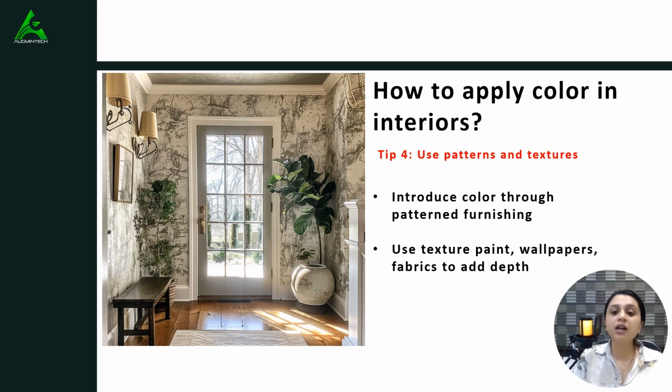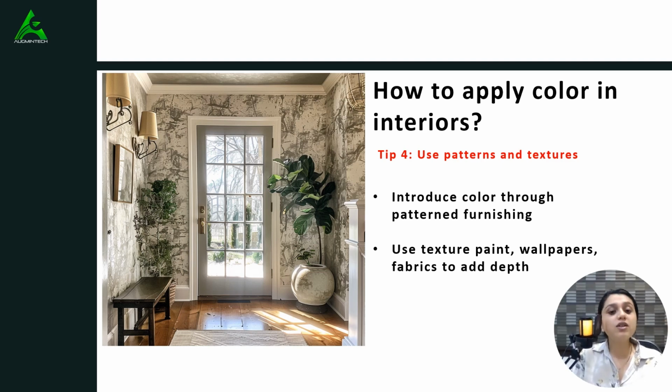This might be a tinted glass or a textured glass. So that is also how you can add depth in the space. Adding color is not always about paints. It is also about fabrics. It is also about your wall paint. It is also about your furniture paint. It is also about the texture of the materials you are using.